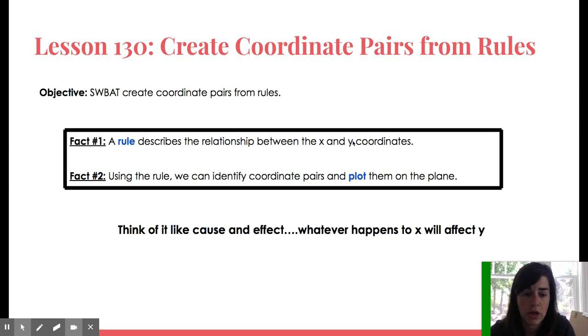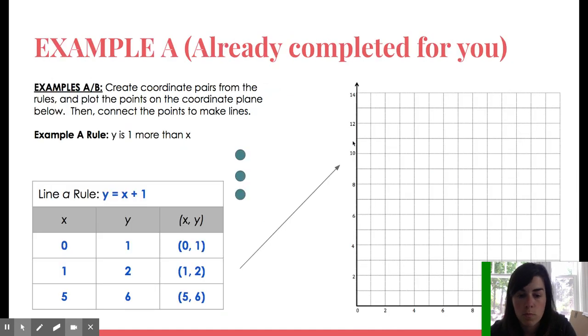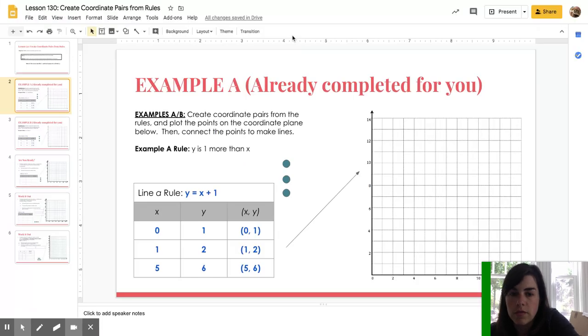So once you figured out the rule, you can literally plug in anything for X and then figure out what Y would be. So think of it like a cause and effect relationship. Whatever happens to X is going to affect Y. So if you're going to have to multiply, whatever you choose for X is going to change the value of Y no matter what.